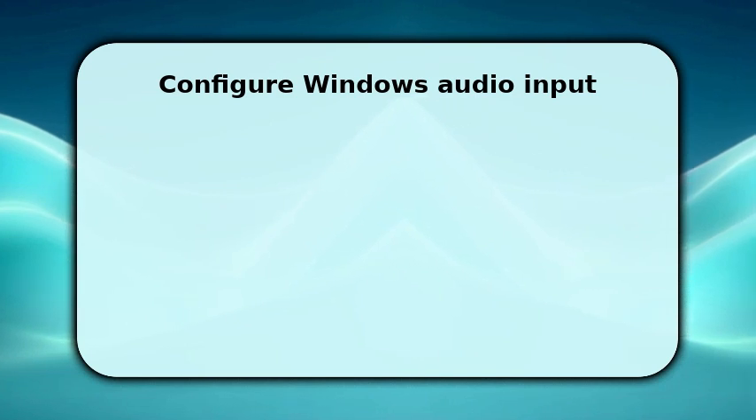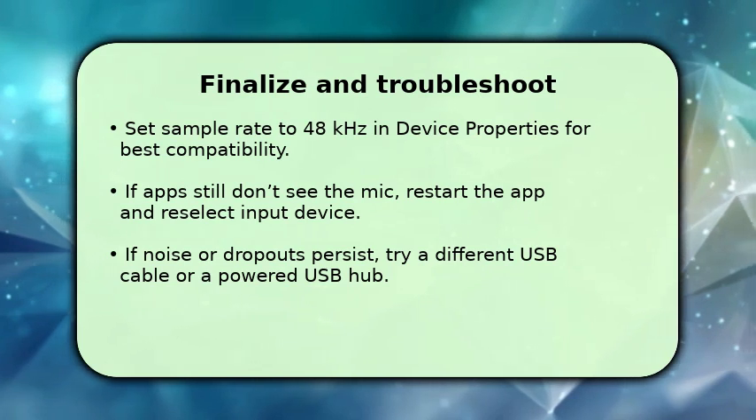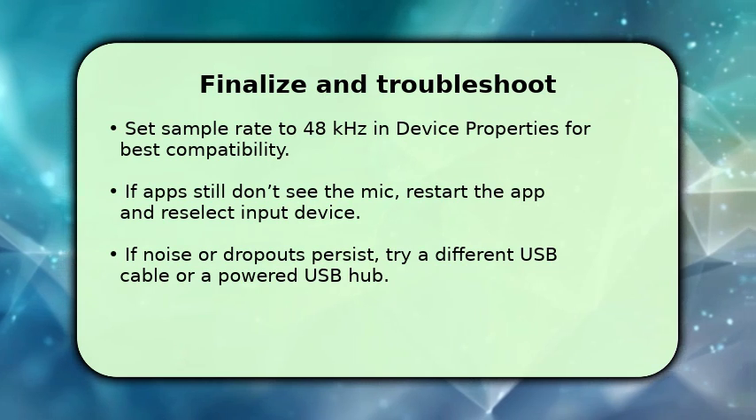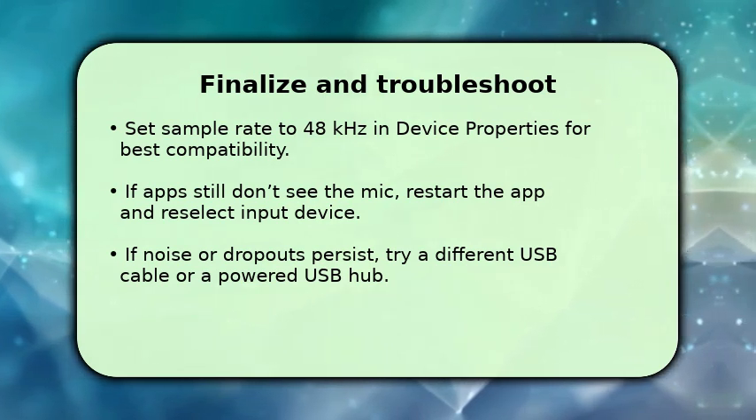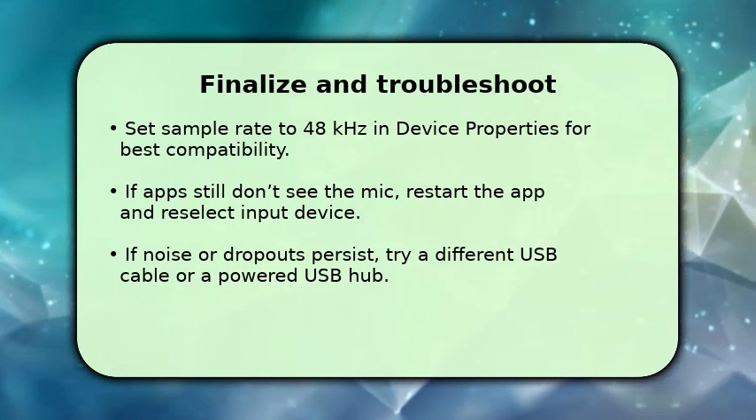Finish by optimizing and validating the connection so you get reliable mic performance. Change the headset's Windows Advanced Properties to 48 kHz for broad compatibility, then reopen your conferencing or recording app and explicitly select the XM4 for USB input.